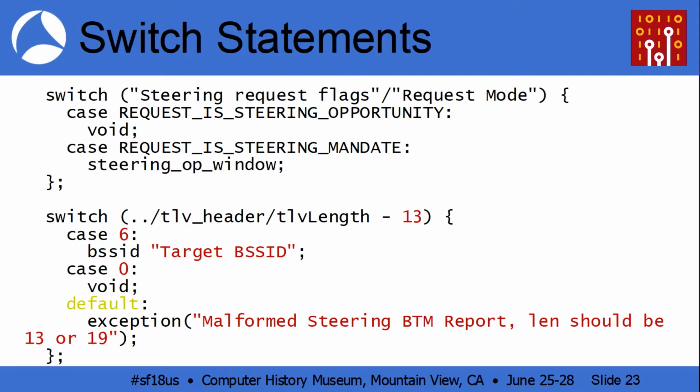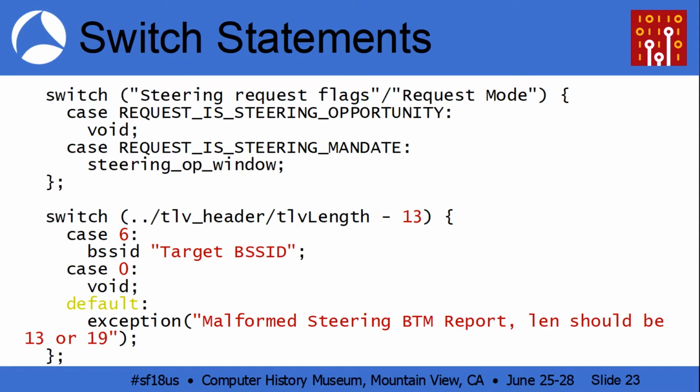Otherwise, if it's a request steering mandate type, whatever that name translates to, then the data structure that should appear here is a steering op window. So that then allows it to, and these actually translate roughly into switch statements in the C code.